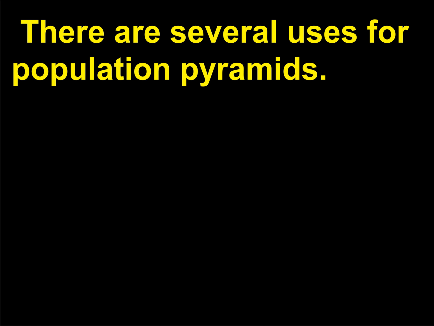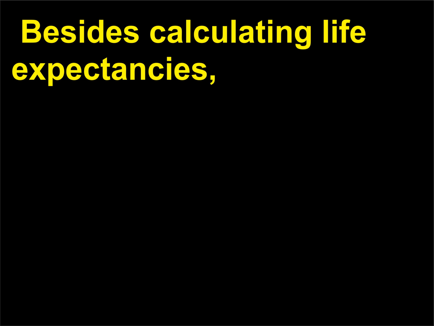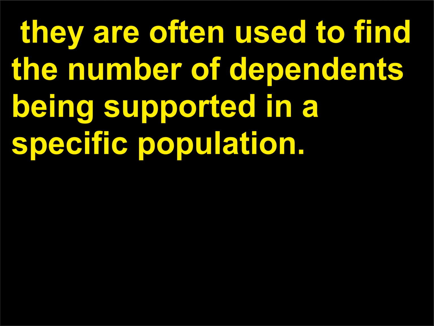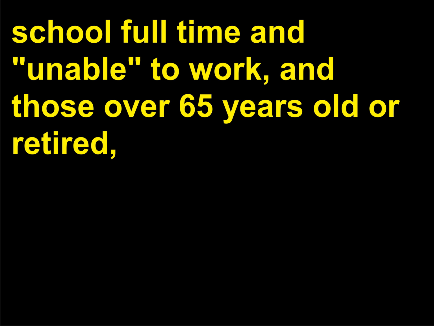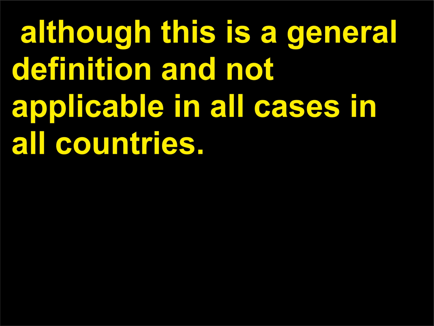There are several uses for population pyramids. Besides calculating life expectancies, they are often used to find the number of dependents being supported in a specific population. Dependents in this case are considered to be children under 15, those attending school full-time and unable to work, and those over 65 years old or retired. Although this is a general definition and not applicable in all cases in all countries.